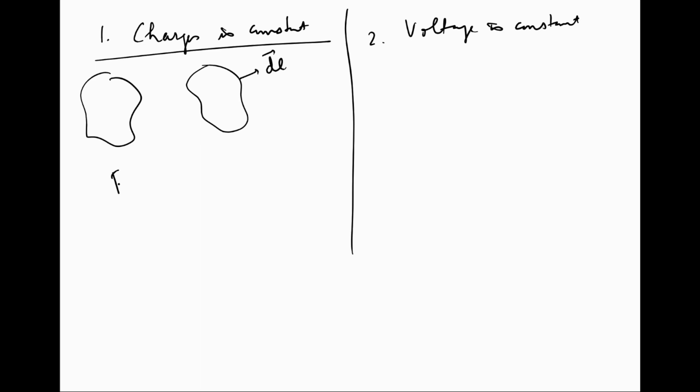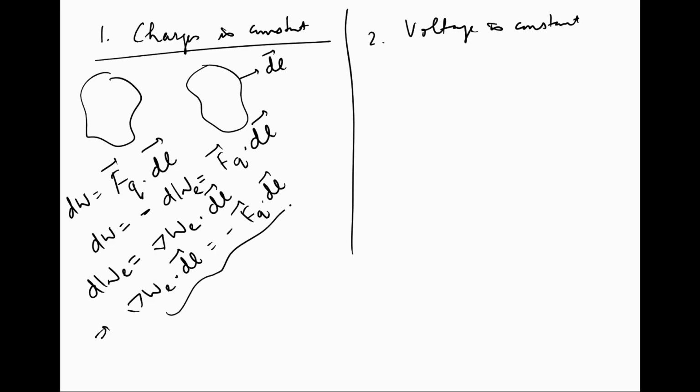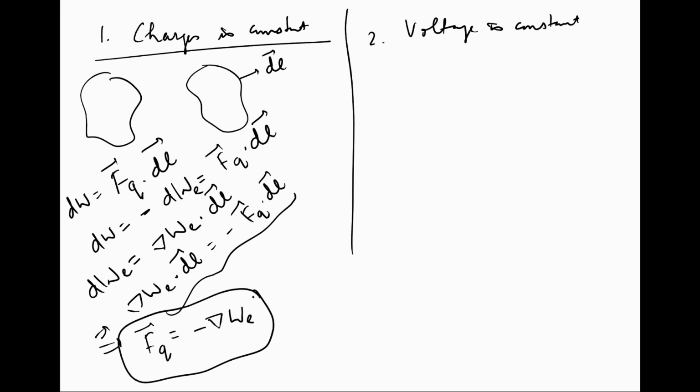So the work done by the system will be equal to force when charges are constant dot dl. Now since nothing is providing anything from outside, this dW is actually going to reduce the stored energy, because the system is doing work from its own stored energy. Now you might remember from my lecture on gradient that dW_e is simply written as ∇W_e dot dl. It implies ∇W_e dot dl is equal to minus F_Q dot dl. So on comparing these two, we can see that the force when charges are constant is simply minus ∇W_e, that is, minus the gradient of the stored potential energy.